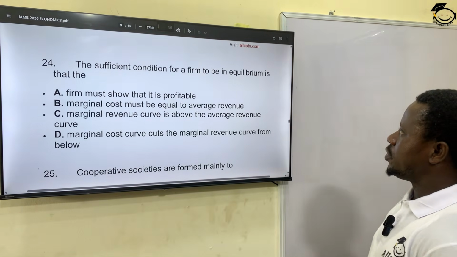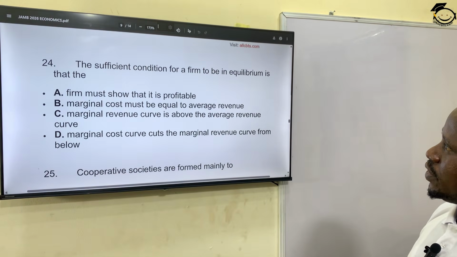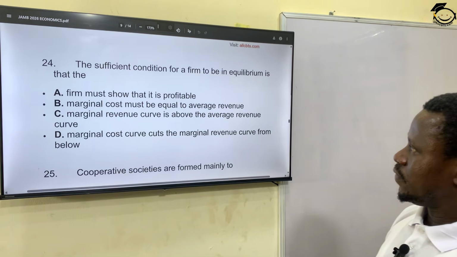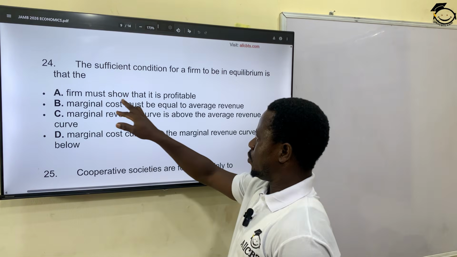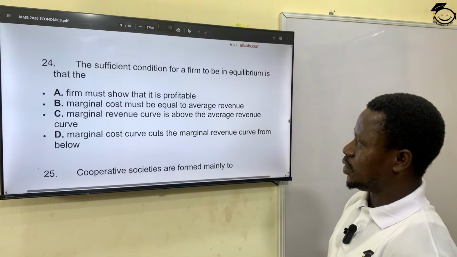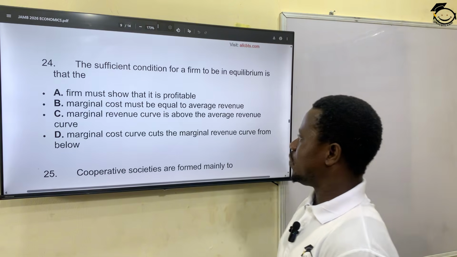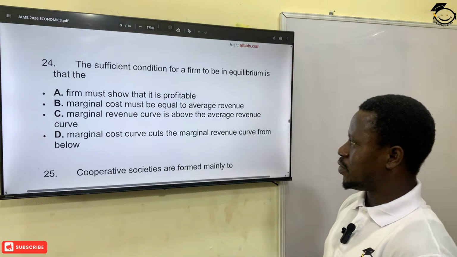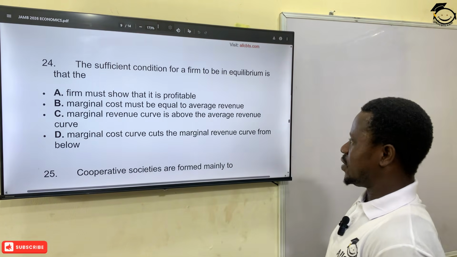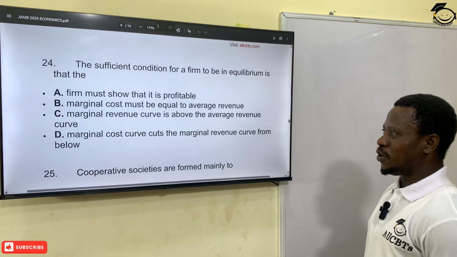The sufficient condition for a firm to be in equilibrium is that: A, the firm must show that it is profitable. B, marginal cost must be equal to average revenue. C, marginal cost is above the average revenue curve. D, marginal cost cuts the marginal revenue curve from below.